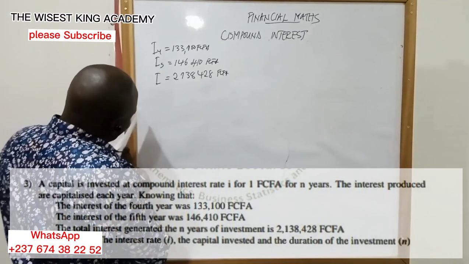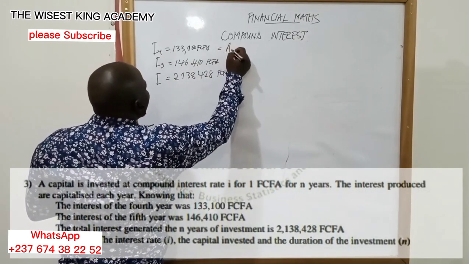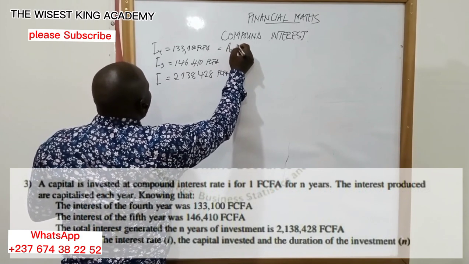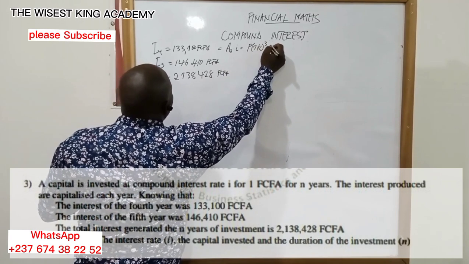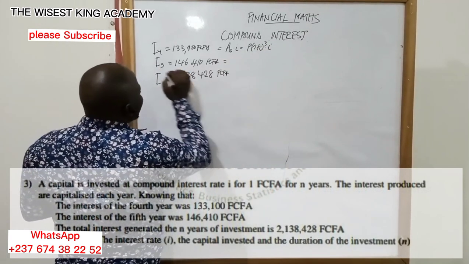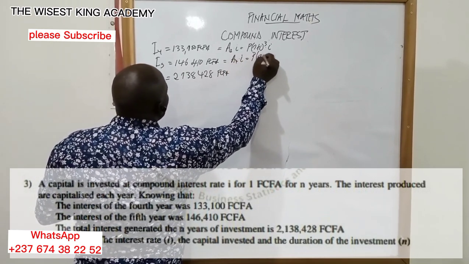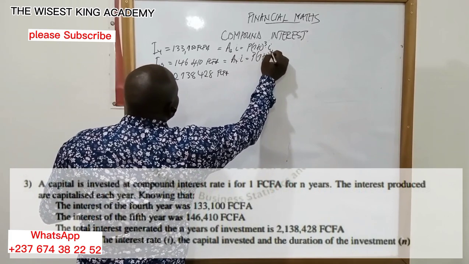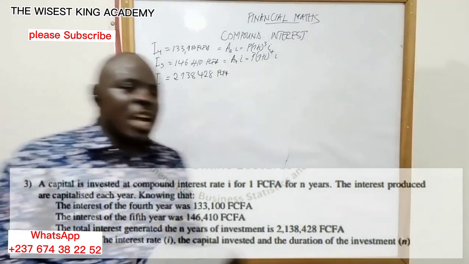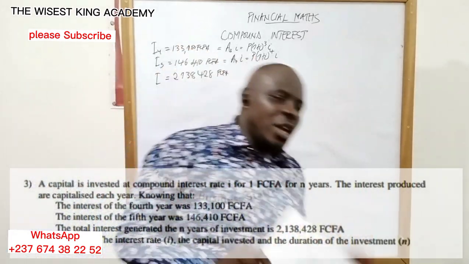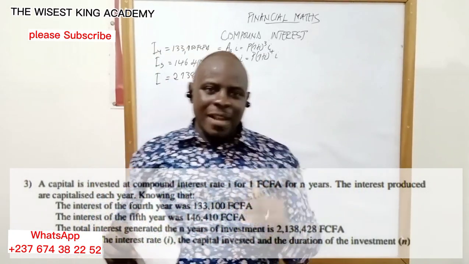Now, remember that I4 is A3 times I, which is still the same as P into 1 plus I raised to the power 3 times I. Remember that I5 is A4 times I, which is the same as taking P into 1 plus I raised to the power 4 times I. So the first thing, I told you this, compound interest actually follows a geometric progression. Simple interest actually follows an arithmetic progression. And solving questions in geometric progression, divide.